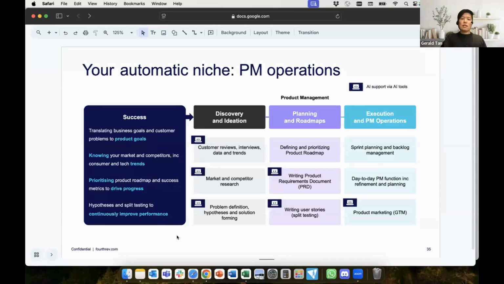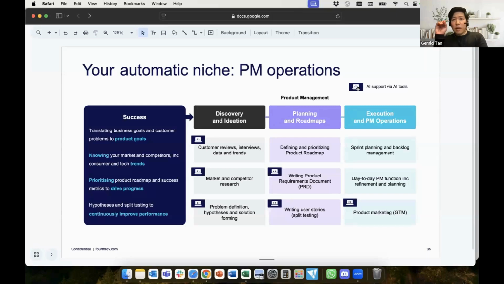And of course, nothing is linear. You always have to test left, right, center. Split testing is an important part of continuously improving performance. So if these are your success criteria as a PM, these are all the steps from a day-to-day operation perspective on what you need to do. You need to have discovery and ideation, planning and roadmaps, and executing on a day-to-day basis. Each one of these is a proven PM function that AI can already support.